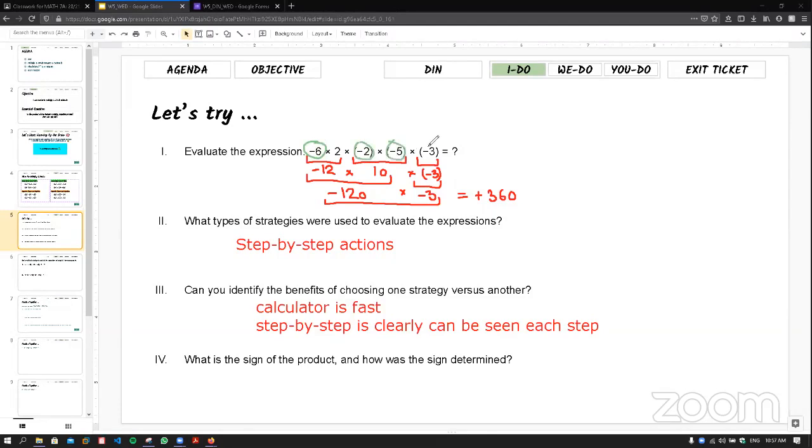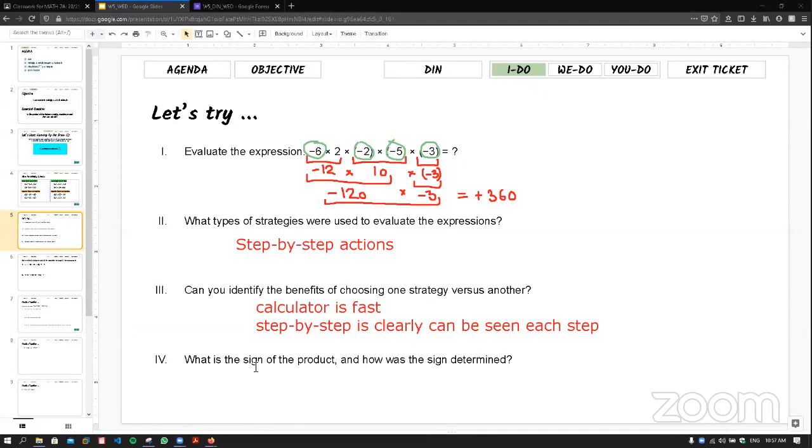-5 is a negative number, and -3 is also a negative number. So there are 4 negative numbers. If you have an even number of negative numbers, the result will be positive. So you just need to count the negative numbers. If there are an even number of negative signs, the result will be positive.